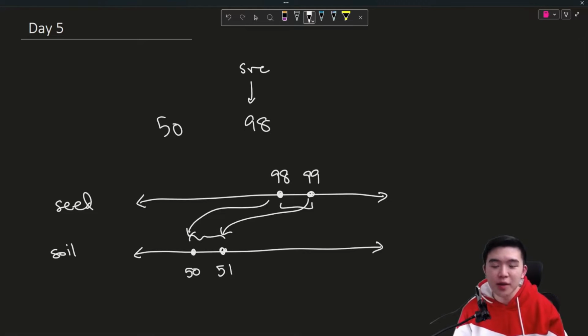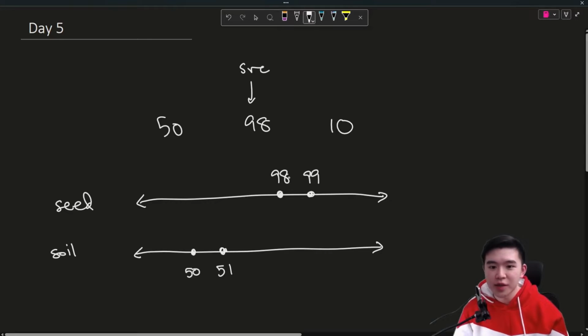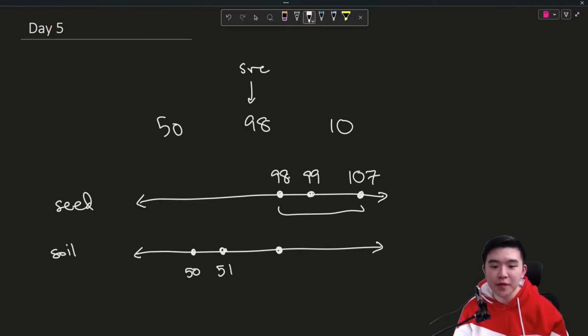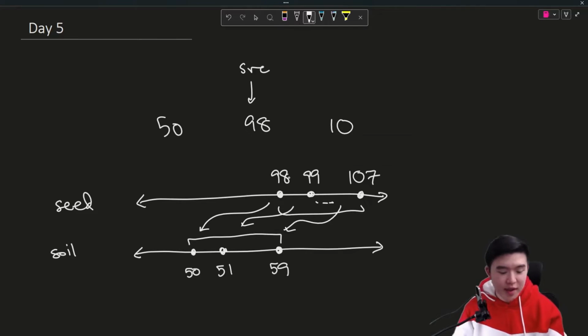If this integer were instead, say, 10, then we'd have a range of length 10. So instead of just 98 and 99, we'd go all the way from 98 to 107. So there's 10 numbers here. This would map to 50 through 59 in the soil number line. So all of those 10 numbers would map to these 10 numbers. And that's how the mappings work.